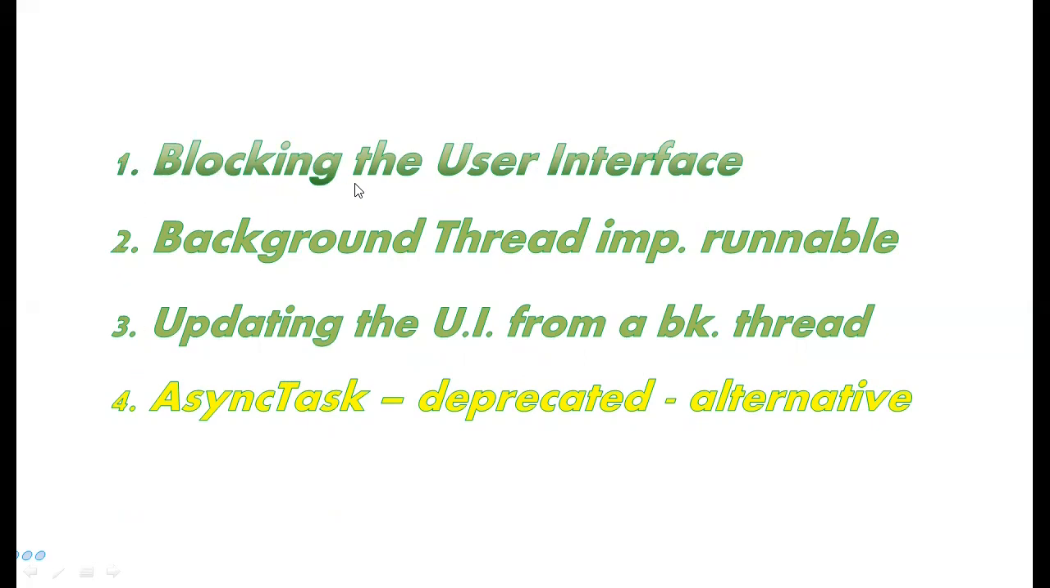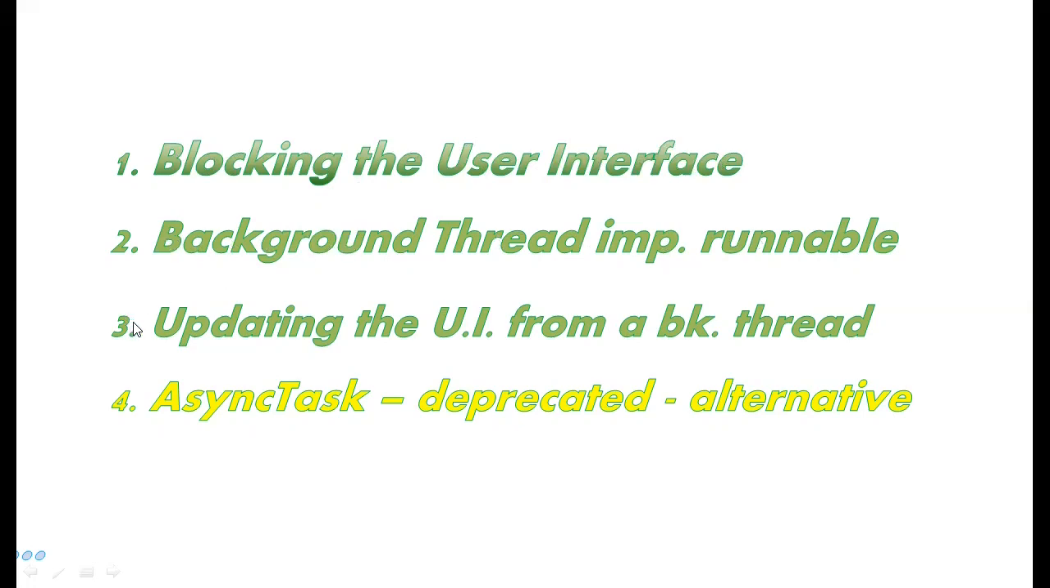In the first one, we talked about blocking the user interface, and we've done this by running a task in the main user interface. And this caused the application to freeze or to stop. In the second video, we moved the task in a background thread that was implemented with Runnable. In this way, the user interface was still responsive, so the application did not crash. However, the task was still performed, but this time in the background.